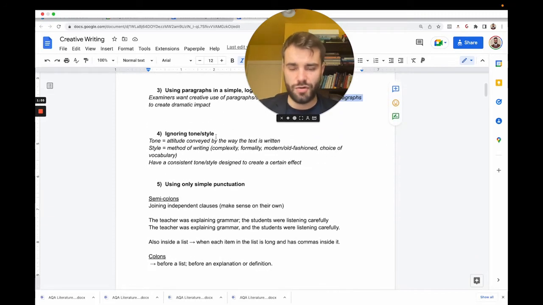Number 4 is ignoring the tone or style of your writing. So, tone is like the attitude that is shown by how you're writing the text. Is it sarcastic? Is it humorous? Is it optimistic? Whatever. Style is your method of writing, like how complex, how formal, how modern, what kind of vocabulary you choose. Just have a consistent one and stick to it. So your narrator, which could be you or it could be another character, speaks in a certain way, and that's reflected in the tone and style, and just stick to that tone and style. And don't randomly switch between being formal and being casual, or being sarcastic and being very serious. It doesn't make sense, and it's confusing for the reader.